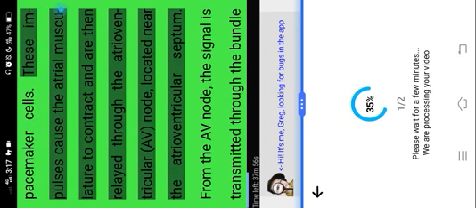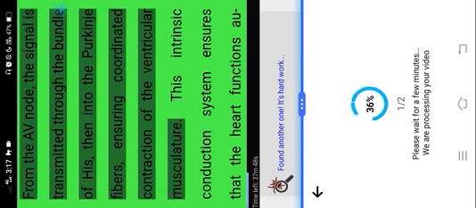These impulses cause the atrial musculature to contract and are then relayed through the atrioventricular AV node, located near the atrioventricular septum. From the AV node, the signal is transmitted through the bundle of His, then into the Purkinje fibers, ensuring coordinated contraction of the ventricular musculature. This intrinsic conduction system ensures that the heart functions autonomously and maintains a rhythmic and coordinated contraction pattern, even in the absence of extrinsic neural inputs.